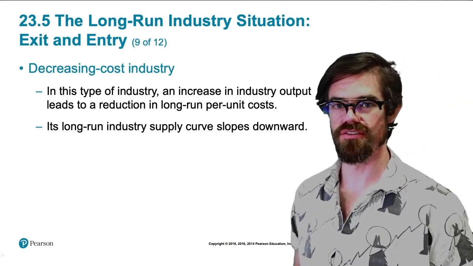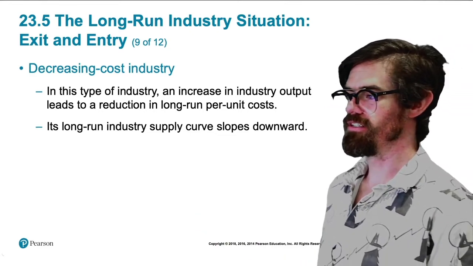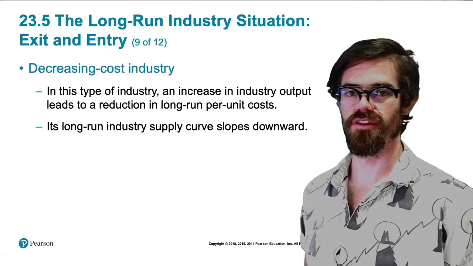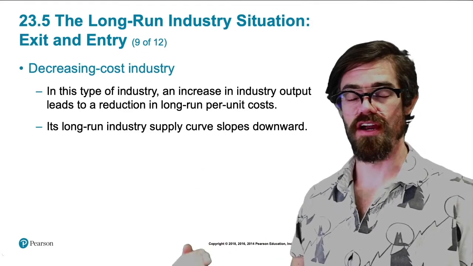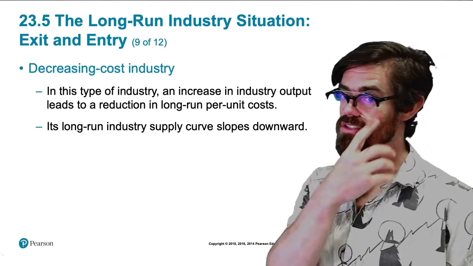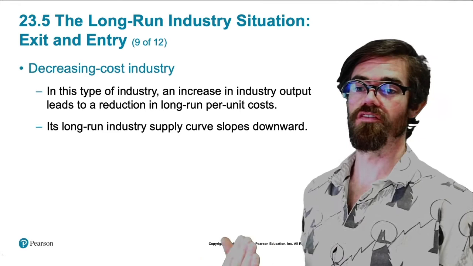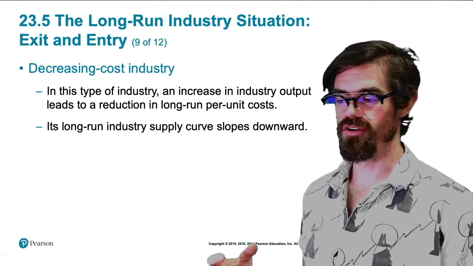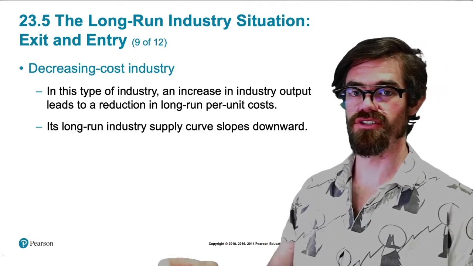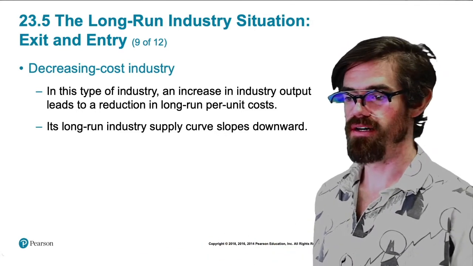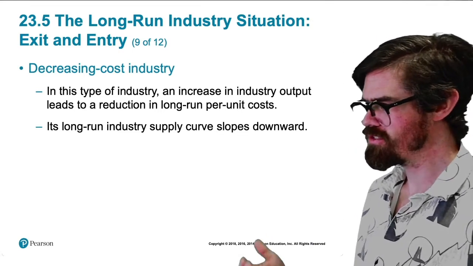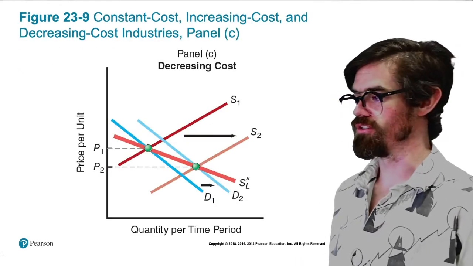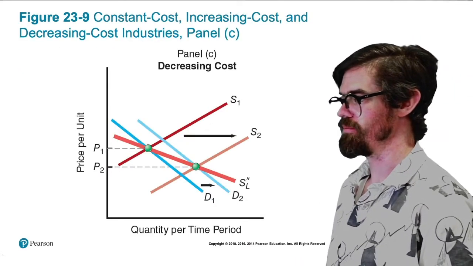And then the last one, which is less common, but it can occur, is a decreasing cost industry, which is when as more firms enter the industry, costs of production for everybody actually go down. And this could happen because maybe when there are more firms, the production of the resources needed in that industry is brought down because of economies of scale. So this could happen. And in this case, the long-run industry supply curve is downward sloping, which is somewhat unusual, but it can happen.